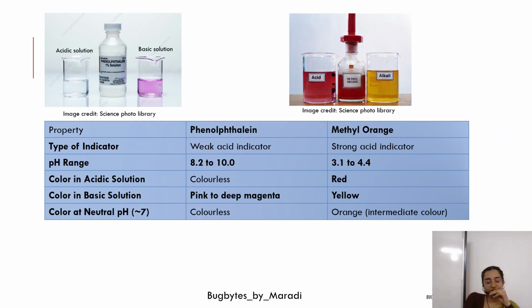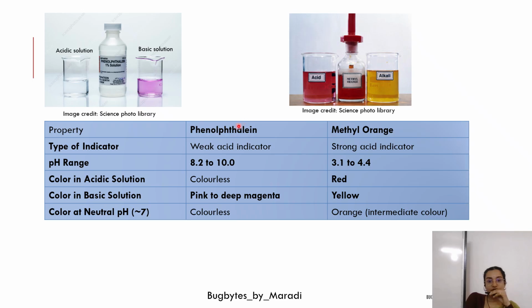So now I have just made a table over here. This table indicates the phenolphthalein as well as methyl orange indicators. Phenolphthalein is a weak acid indicator, and methyl orange is a strong acid indicator. The pH range of phenolphthalein is 8.2 to 10, and methyl orange is 3.1 to 4.4.